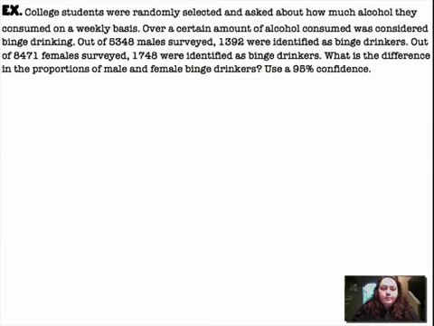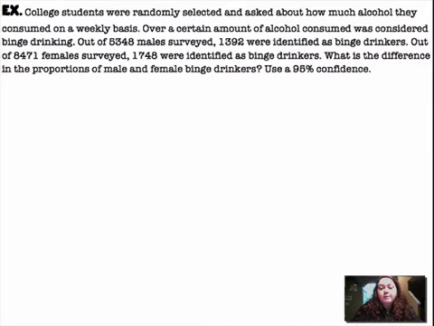All right, so let's do an example. College students were randomly selected and asked how much alcohol they consumed on a weekly basis. Over a certain amount of alcohol consumed was considered binge drinking. Out of 5,348 males surveyed, 1,392 were identified as binge drinkers. Out of 8,471 females surveyed, 1,748 were identified as binge drinkers. What is the difference in the proportion of male and female binge drinkers?